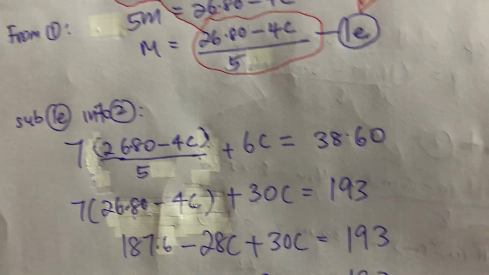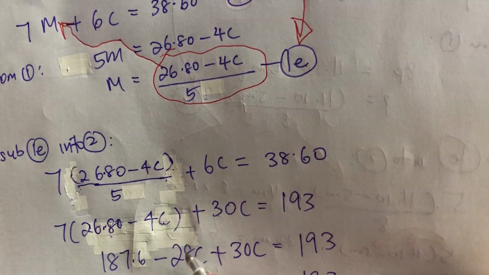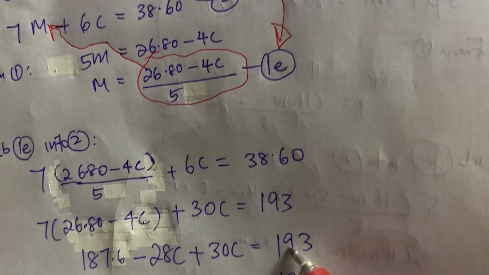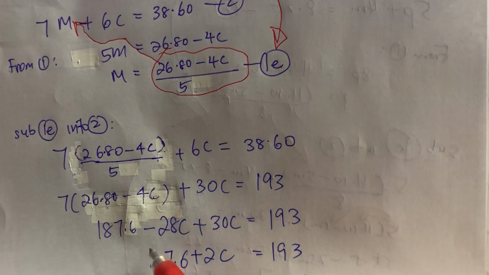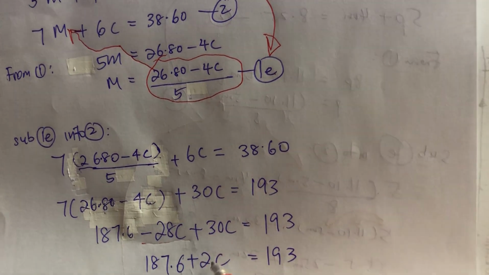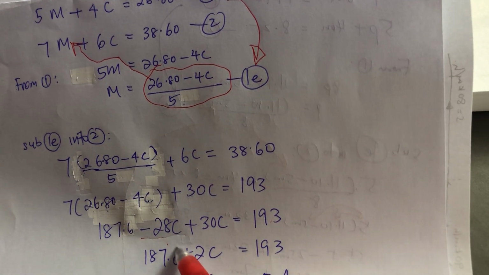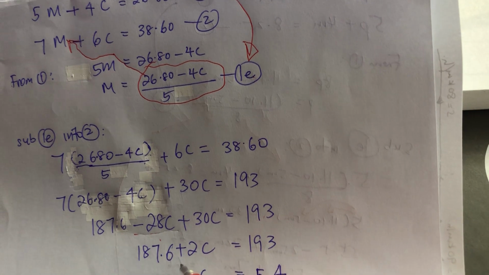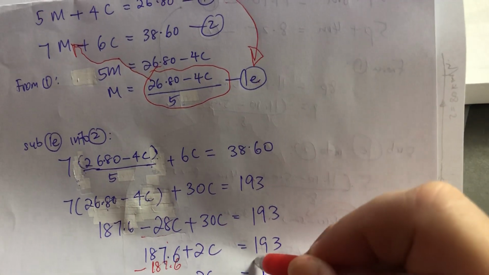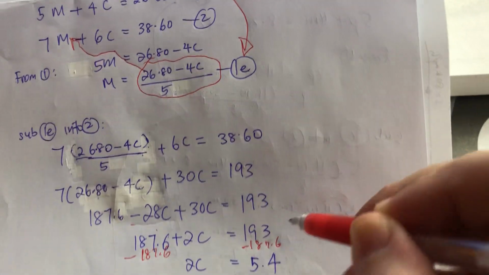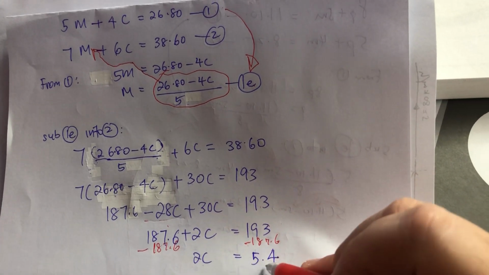Next, I expand this. Using the rainbow method, I'll get this. I'll get 28. And the rest stays the same. Next, minus 28 plus 30. If I don't know, I press calculator, I'll get 2. Now the whole idea is to find C, so we do not want the 187.6 here. So we minus 187.6 on both sides. Minus 187.6 here, minus 187.6 here. You will end up with 5.4 here. This will disappear, and then 2C equals 5.4.